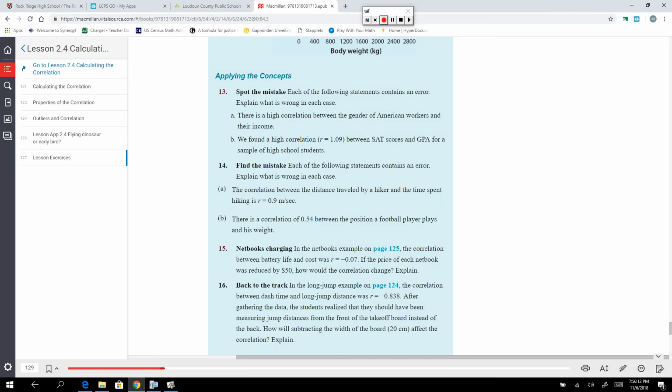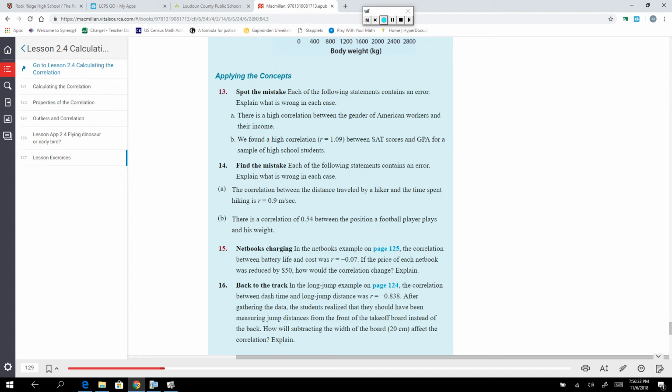Let's look at B and see what they did wrong. There is a correlation of 0.54 between the position a football player plays and his weight. Pause the video and think about the potential answer to that. What's wrong with that statement? Hopefully you paused the video to think about that for a minute.